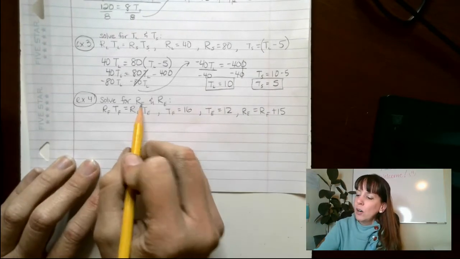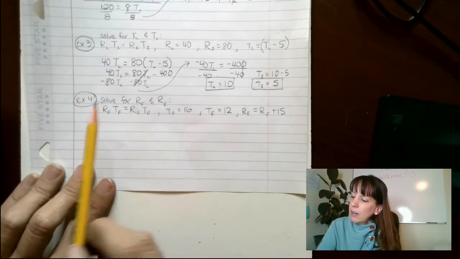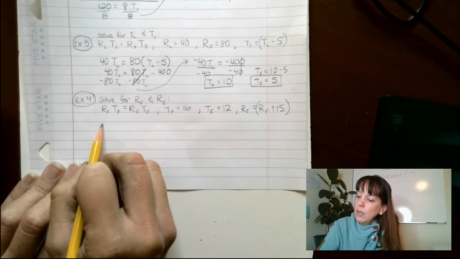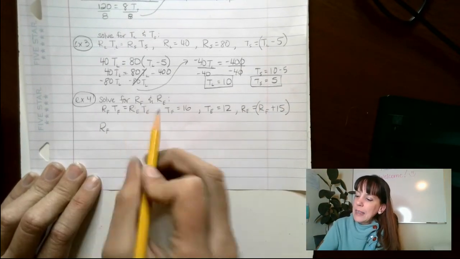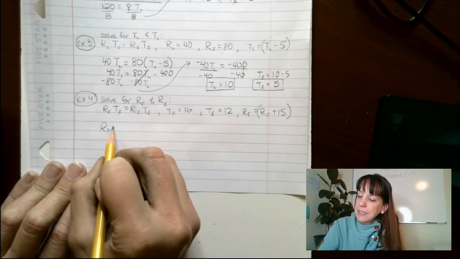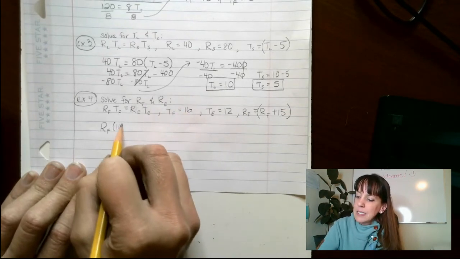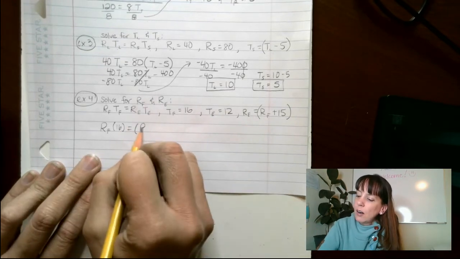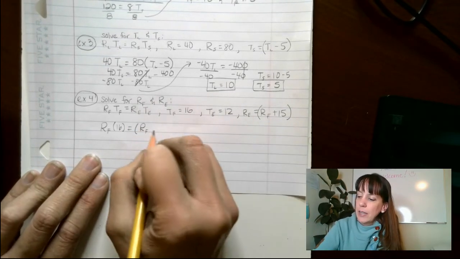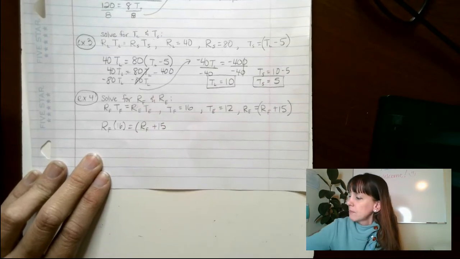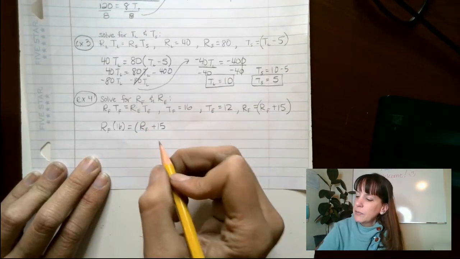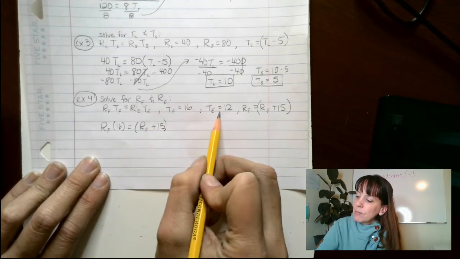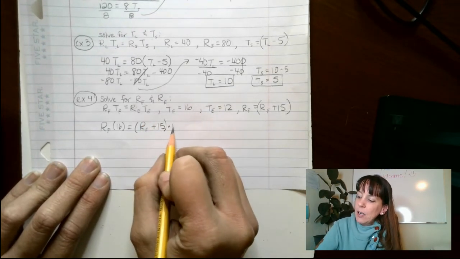All right, let's solve for RF and RE. RF, and then we've got all this garbage here. So RF, and then TF we know is 16, so times 16 equals RE. Oh, we know RE is RF, that garbage right there, plus 15, times TE, which is 12, times all that by 12.